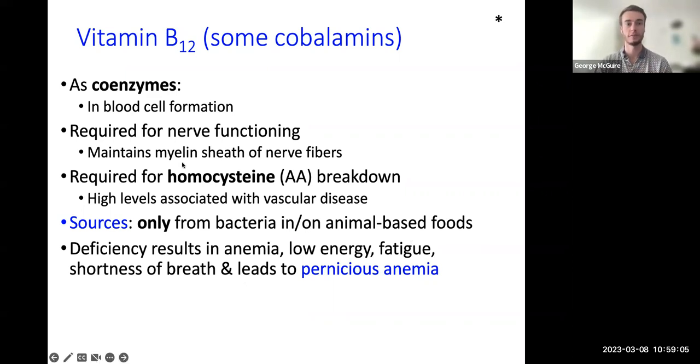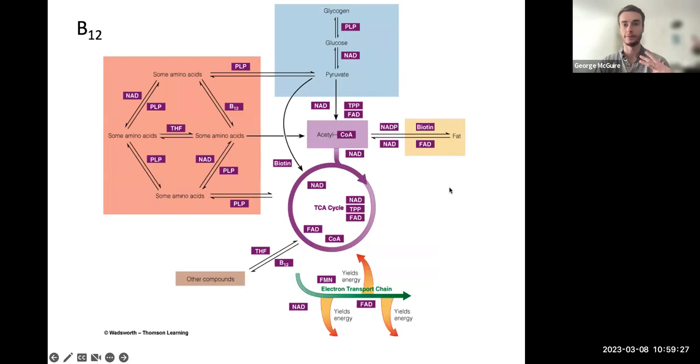And so deficiencies, since we have such various relation to different processes, deficiencies in B12 can result in vascular disease or blood diseases like anemia, result in low energy and fatigue, shortness of breath, and then pernicious anemia. I'm not going to spend a lot of time looking at anemia here. I do have some slides describing it that you're welcome to look at for your own information. I'm going to focus mainly on the important parts that I want you to know about.